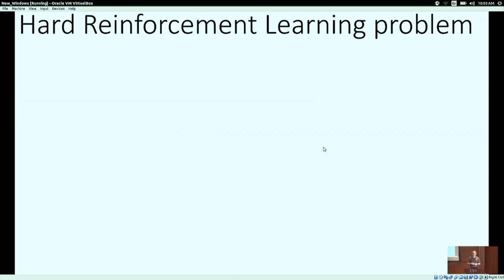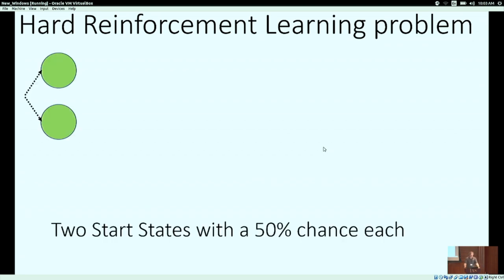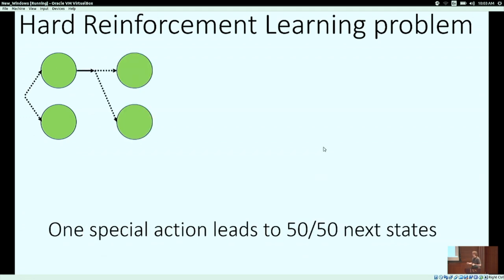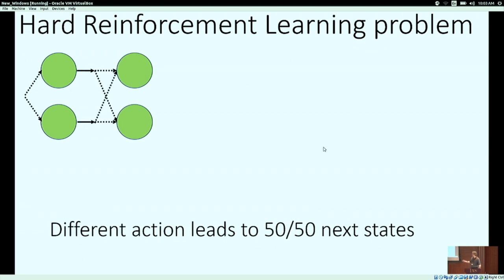So I'm going to first describe the kind of problem that we want to solve. Let's think about a hard reinforcement learning problem. In a hard reinforcement learning problem, you might start in a mixed state. So you have a 50% chance of going to the upper state, 50% chance of going to the lower state. And then you have some action, maybe this action takes you to two different states, 50% chance each.